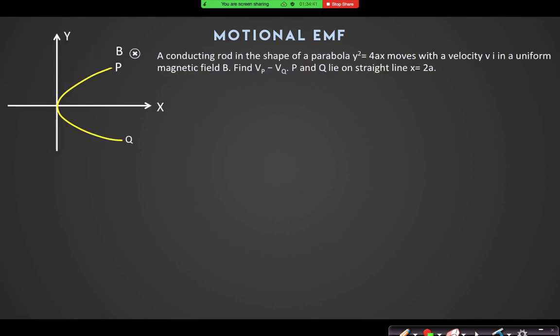Now there is a conducting rod in the shape of parabola, y square equal to 4ax, that moves with v i cap velocity in a uniform magnetic field B. Can you find Vp minus Vq? Sir, velocity rightward.